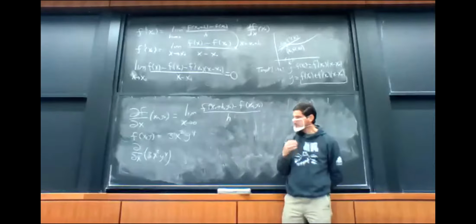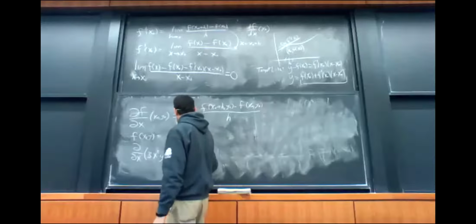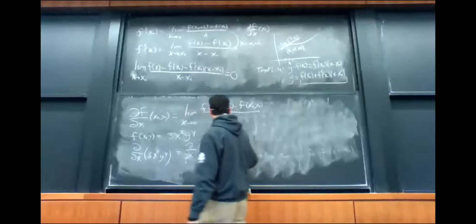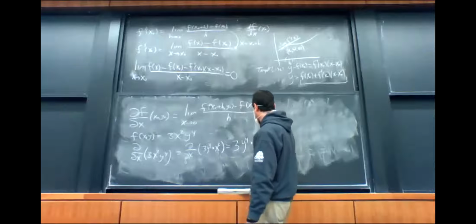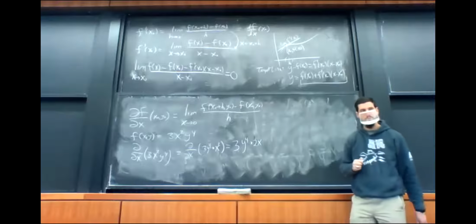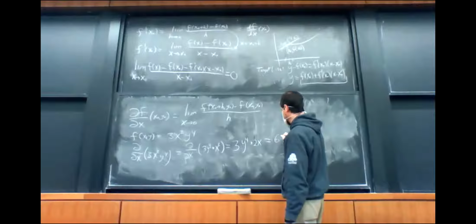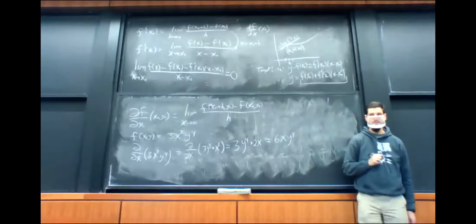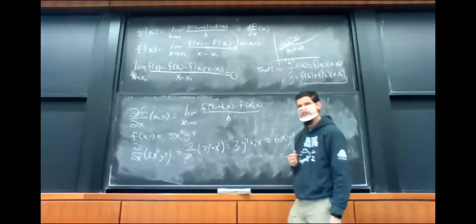What we're doing here is we're pretending y is the constant. So this is really the same as take the derivative of 3y to the 4th times x squared. So it's going to be 3y to the 4th times 2x. Could we leave it like that? Sure. But it's nice to write it as 6x y to the 4th. And that's how you would do a partial derivative.